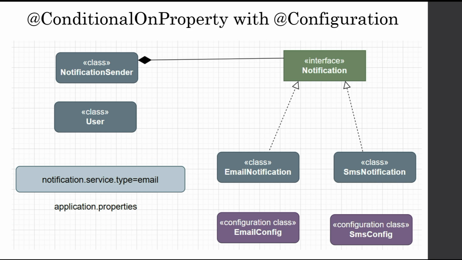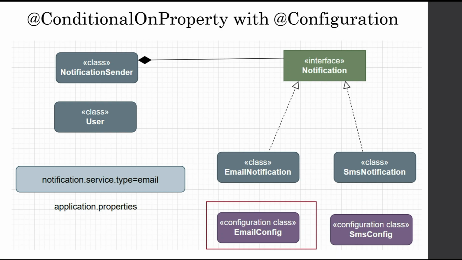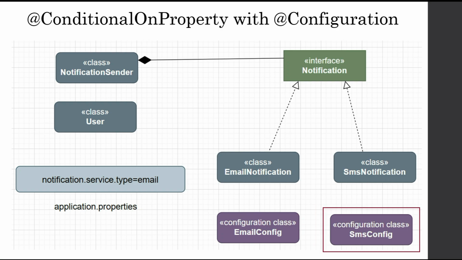There are two configuration classes, EmailConfig and SMSConfig. The EmailConfig class conditionally creates a bean for email notification, and the SMSConfig class conditionally creates a bean for SMS notification. If the value of the property in the application.properties file is email, in that case the email configuration class will be activated and it will create a bean for email notification. If the value of the property is SMS, in that case the SMS configuration class will be activated and it will create an SMSNotification bean.